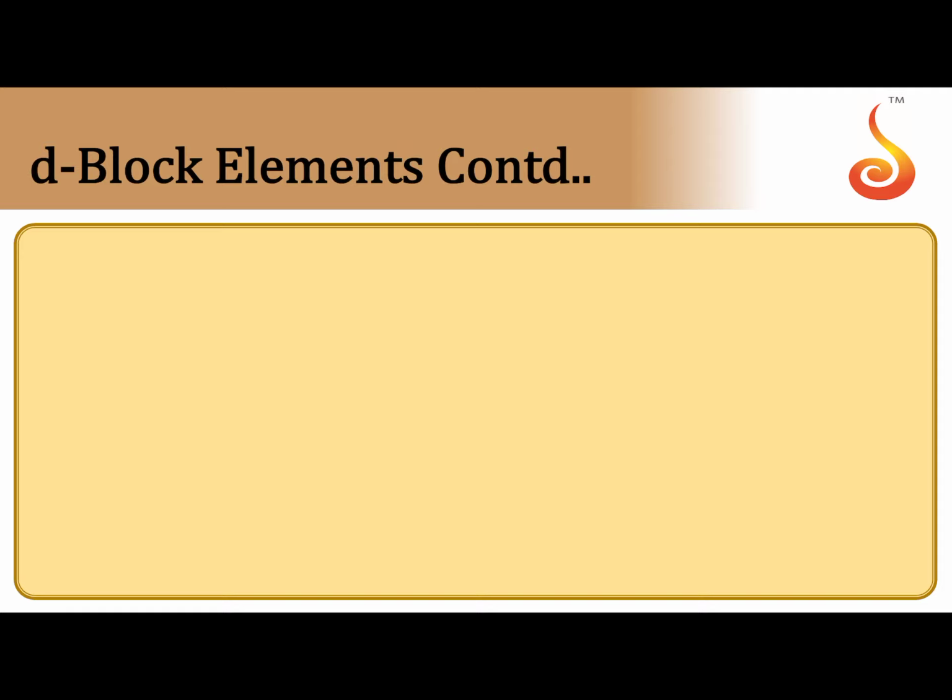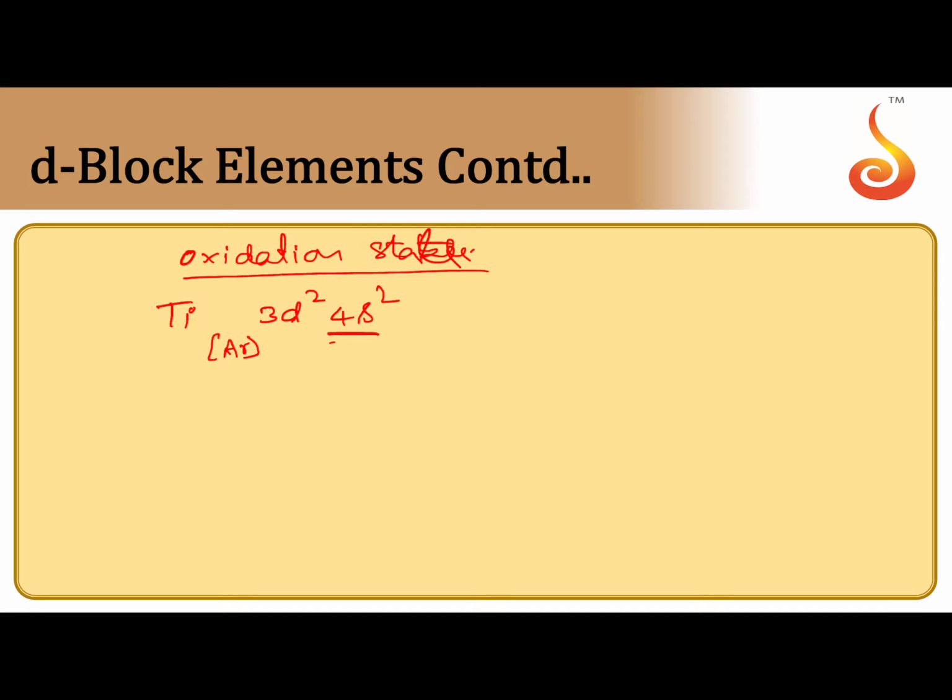Next, coming to the characteristic properties of D block elements, especially oxidation state based on the electronic configuration. If you take titanium, after argon 18, 3d2 4s2. Generally, valence electrons participate in bond formation. So, the ns electrons, 2 out of 2, are involved in bond formation. So, the smallest oxidation state for titanium is plus 2.